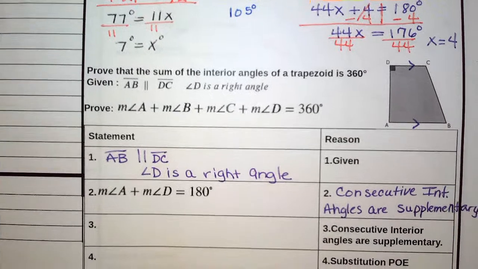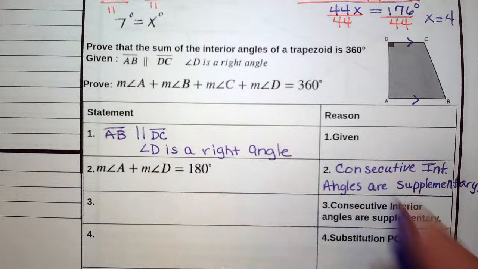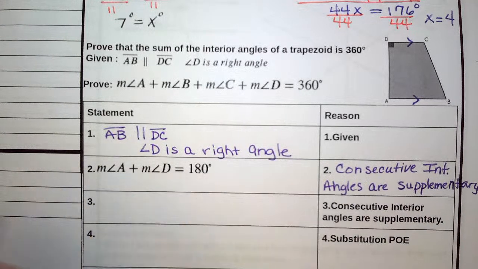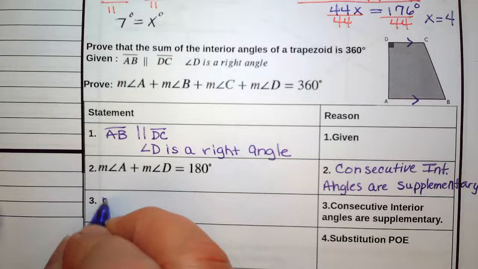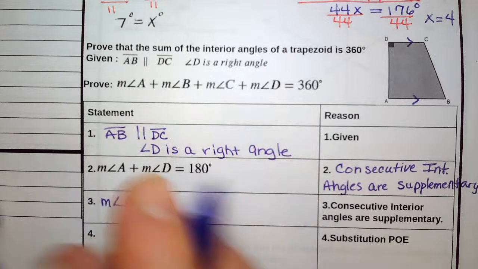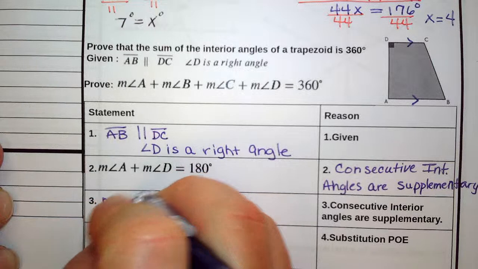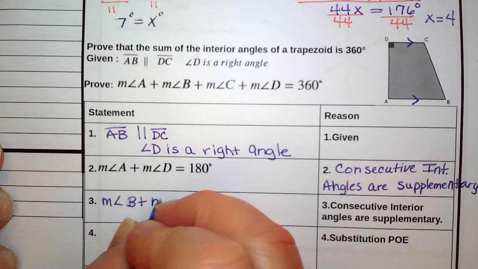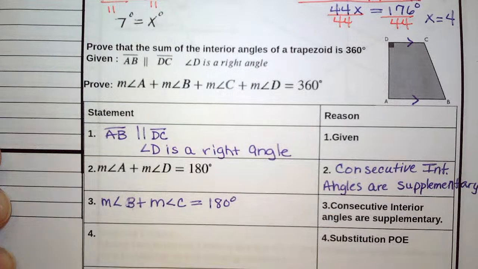Okay, that kind of went out of the bounds there, but that's okay. So, that was our second reason. It's also our third reason. We've used angles A and D. Which other two angles do we need? Well, we need angle C and angle B. So the measure of angle B plus the measure of angle C is also equal to 180 degrees.